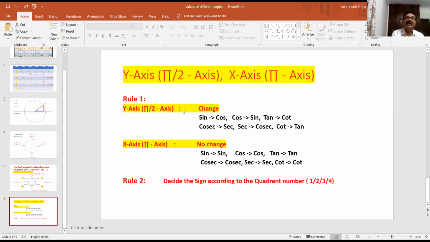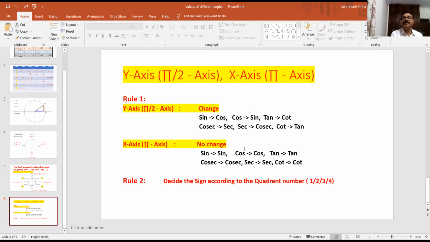If you are interested to find the value of sine, then you will have to change it to cos, and cos will be changed to sine, like that. And if you want to get some value of an angle around the pi axis, by adding something to pi or by subtracting some angle from pi, then there is no change.